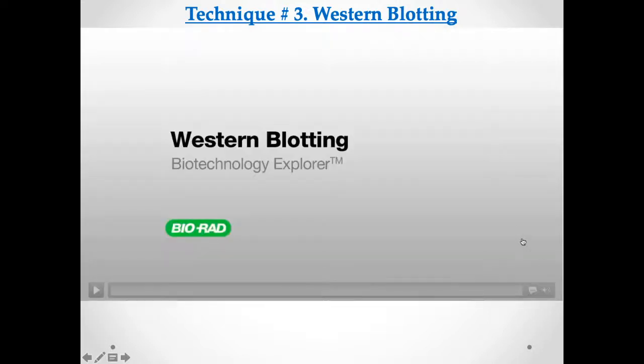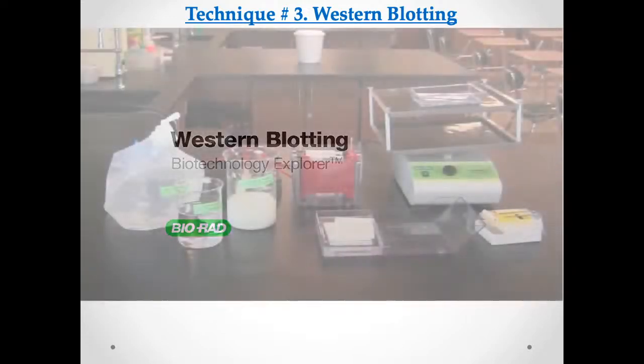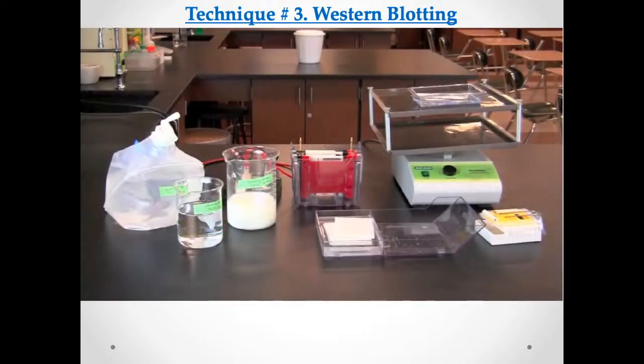So let's have a quick look at the detailed manner of Western blotting. In this video, you will learn how to perform a Western blot. A Western blot can be used to identify specific proteins in a sample and provide information about the protein size and relative abundance in the sample.